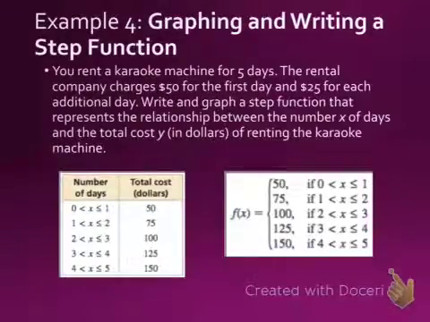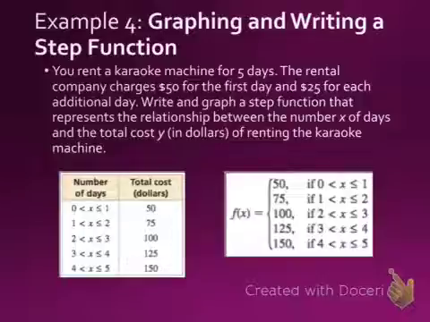So, graphing and writing a step function here. Let's say you rent a karaoke machine for 5 days. The rental company charges $50 for the first day, $25 for each additional day. Write a graph, a step function that represents the relationship between the number x of days and the total cost y in dollars of renting the karaoke machine.